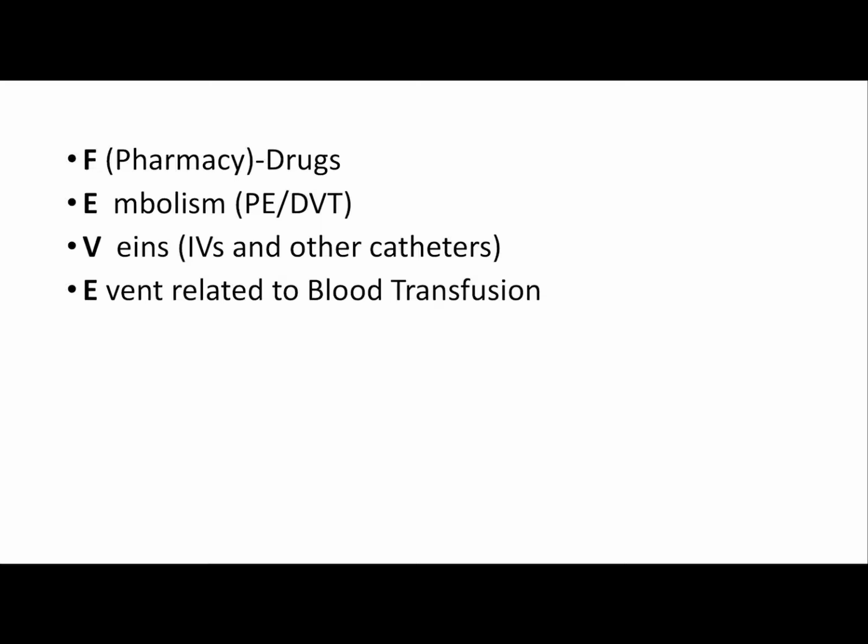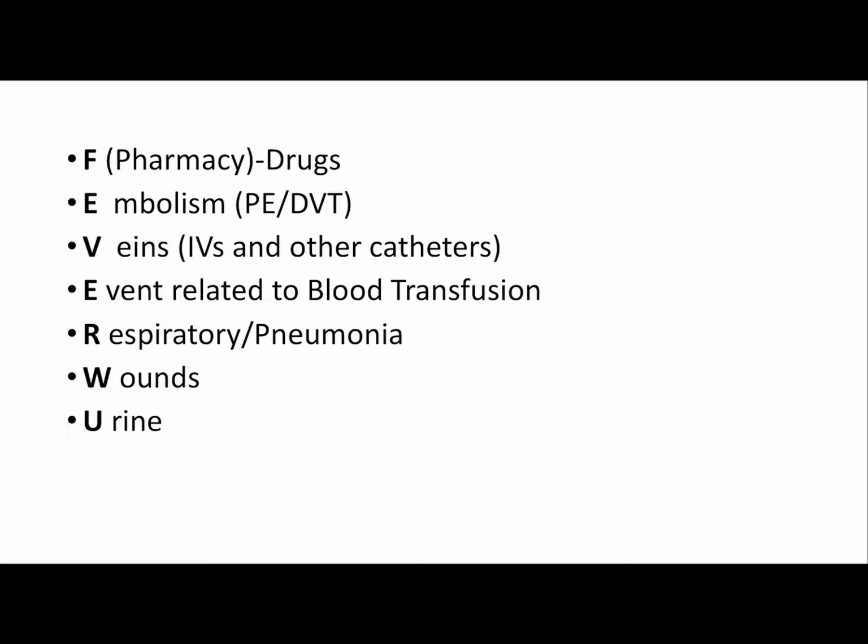Today, to frame our discussion about fever, I'm going to work with a mnemonic that I've created for you. Fever workup starts with F, which is pharmacy or drugs, E for embolism or PE/DVT, V for veins or IVs or central catheters, E again, which is event related to blood transfusion, R for respiratory infections or pneumonia, W for wound infections, and U for urine.